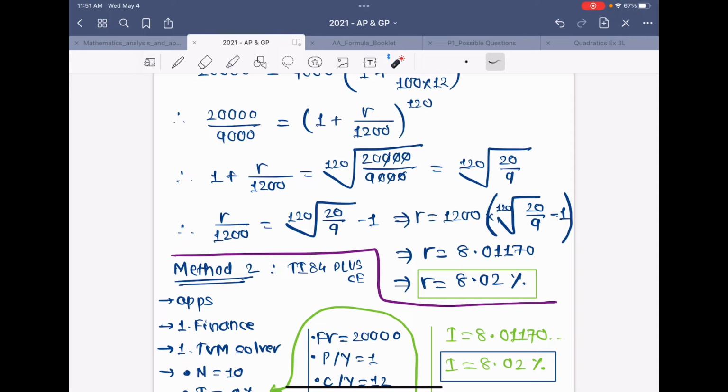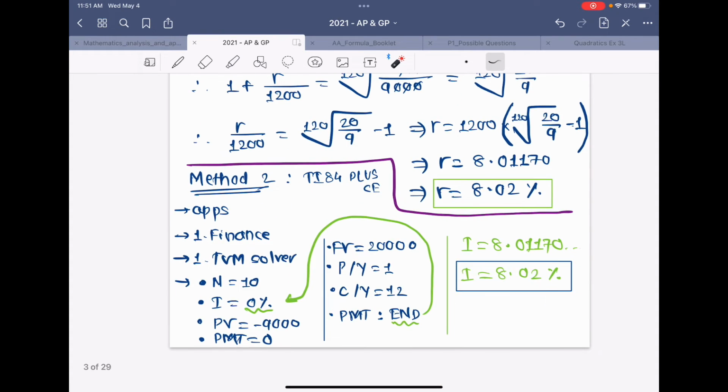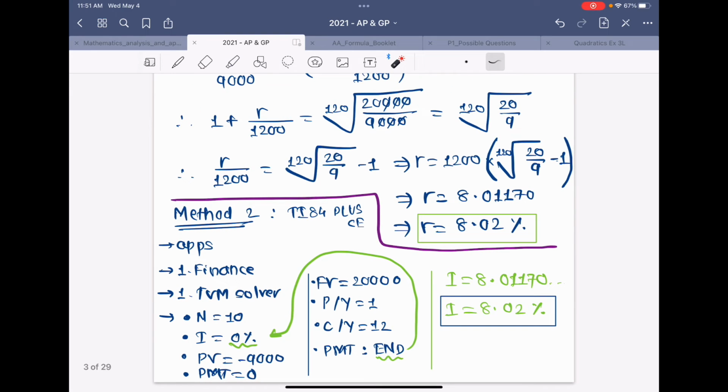Another method, finance mathematics, which you can see on a TI-84 Plus CE. Go in Apps, go in Finance, go in TVM Solver. N is 10, we know. I is what we want to find, so I keep it as 0. Don't put 0%, just keep it at 0. PV is negative 9,000. PMT always 0. Future value we want to enter 20,000.